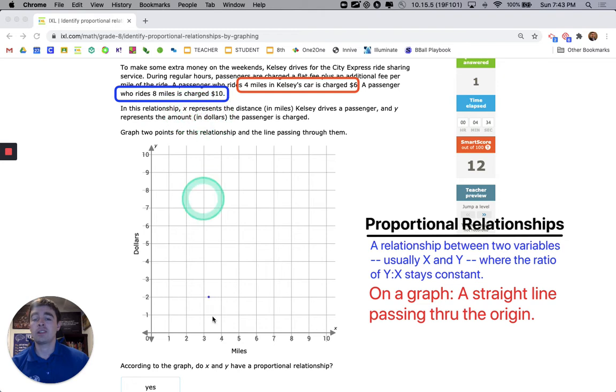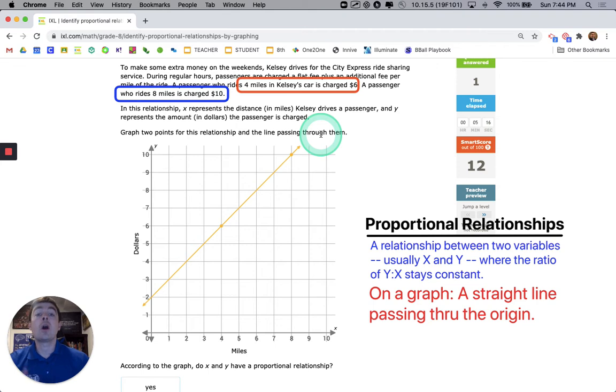And they tell us in this relationship, the x-axis is going to represent the distance in miles, and the y-axis is going to represent the dollars that it costs the passenger. Graph 2 points for this relationship and the line passing through them. So here we know at 4 miles, Kelsey charged her rider $6. So I'm going to find my first data point to plot. At 4 miles, we need a $6 data point. So this first point I just clicked here is from that red information. And then we also know for a different passenger who went 8 miles, they were charged $10. So I'm going to go to 8 miles, come on up to $10, and I'm going to click a point there. Now what I see is this straight line.